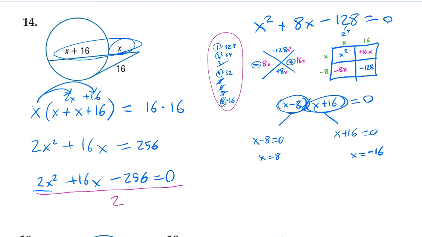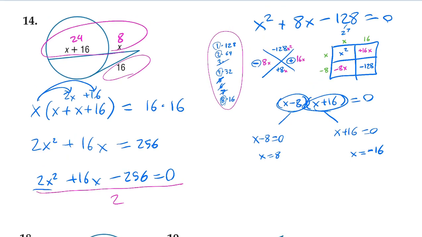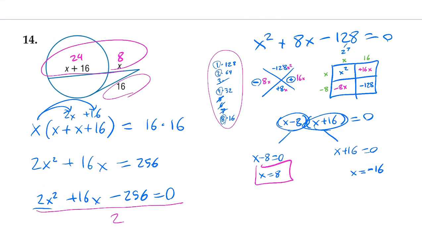So let's look at the scenario. If x is negative 16, that means we have 0 times negative 16. That's a little crazy. Oh no, we'd have negative 16 plus 0, so negative 16 times the whole thing, negative 16. So it would have worked out, but we cannot have segment lengths of 0 and negative 16. That's crazy town. But if we plug in 8, we get 8 and 24, and so 8 times 32 is the same as 16 times 16. So this was our answer there.